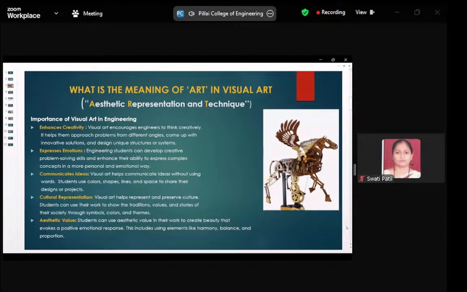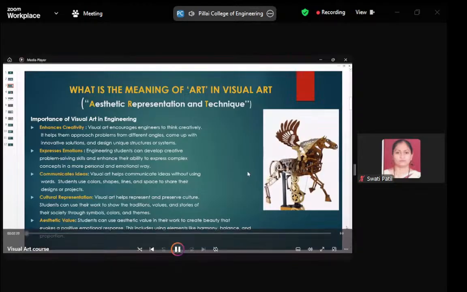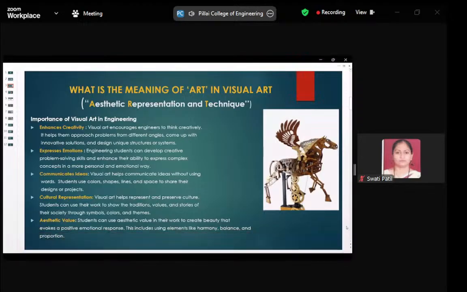Cultural representation: visual art helps represent and preserve culture. Students can use their work to show the traditions, values, and stories of their society through symbols, colors, and themes. Aesthetic values: students can use aesthetic value in their work to create beauty that evokes positive emotional responses. This includes using elements like harmony, balance, and proportion.